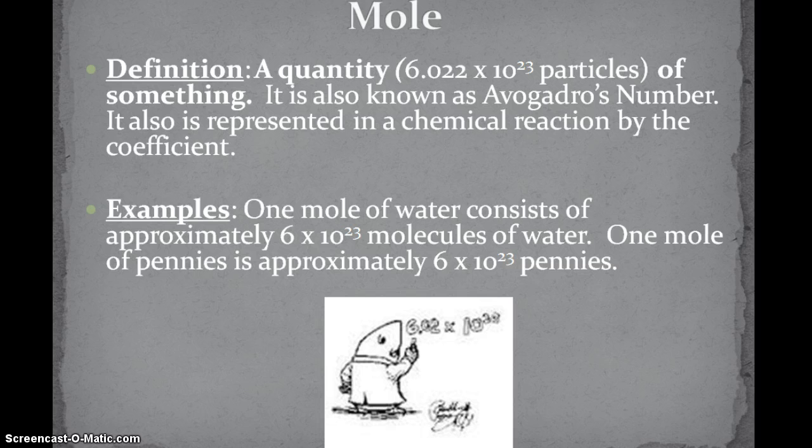Examples. 1 mole of water consists of approximately 6 times 10 to the 23rd molecules of water. 1 mole of pennies is approximately 6 times 10 to the 23rd pennies. Such a large number is used in comparison to atoms because atoms are so incredibly tiny that we need to take a whole lot of them to be able to take the mass of them.